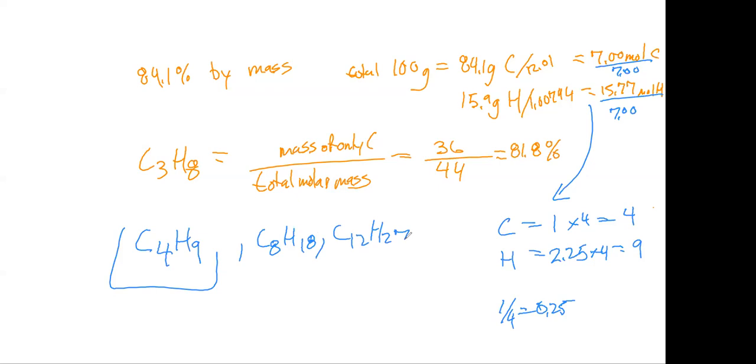So it depends on which way makes the most sense to you. You can find something that has 84.1% by mass. You can find the empirical formula of it. Or you can basically do a guess and check type of scenario. Does that clarify that question for you? All right.